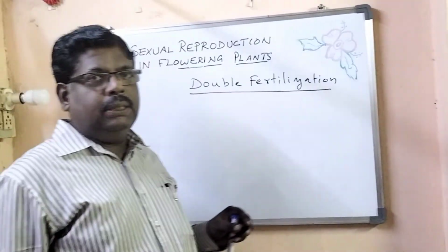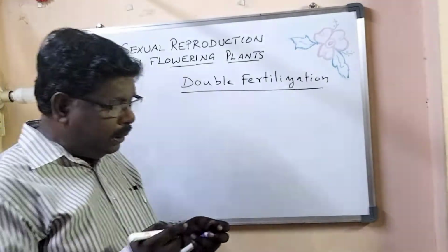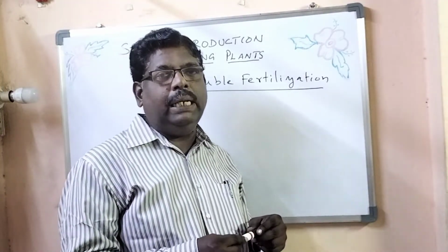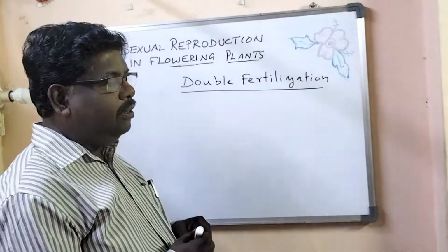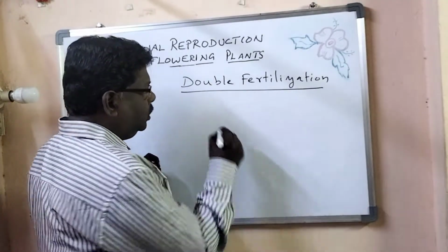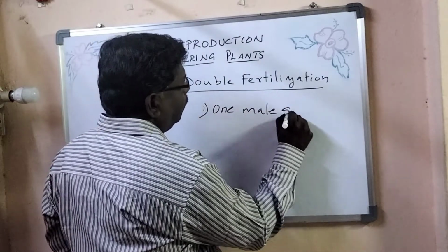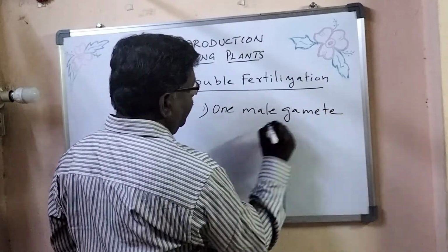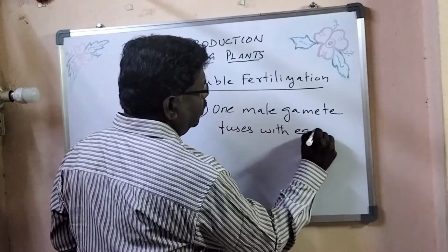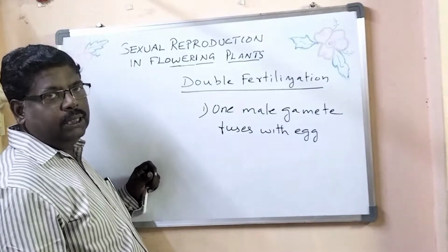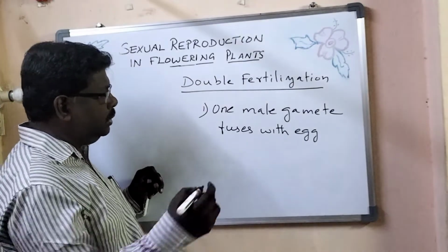So in angiosperms, there is a process called double fertilization. You know very well that in pollen grain, there will be formation of two male gametes. Generative cell will divide and give rise to two male gametes, where one male gamete will fuse with the egg. So one male gamete fuses with the egg. That is, the male nuclei fuses with the egg. That is called syngamy. That is called fertilization.